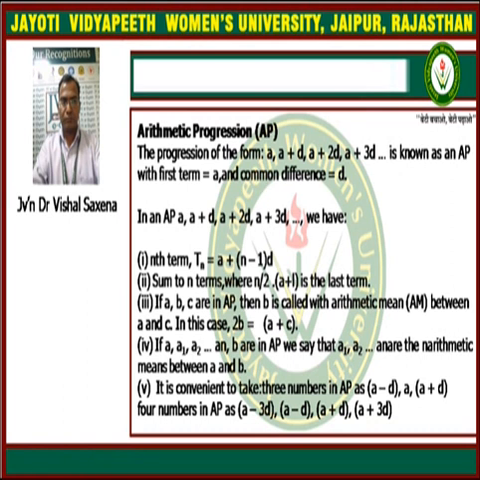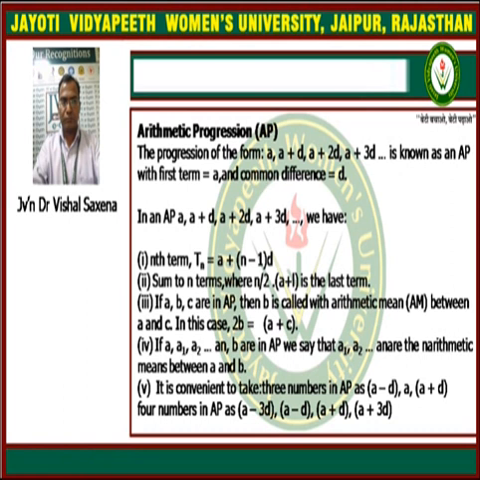Here a means the first term, l means the last term, and n is the total number of terms in the progression. Third, if a, b, c are in AP, then b is called the arithmetic mean between a and c. In this case 2b is equal to a plus c.